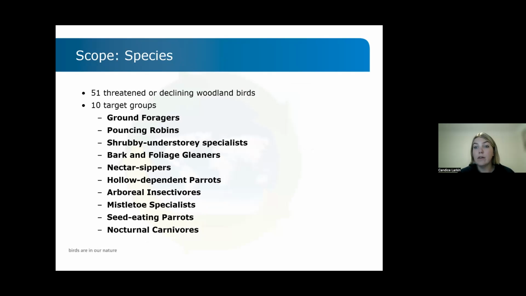So we had 51 threatened or declining birds that were found within this highlighted region. And from that list, we were able to arrive at 10 target groups that we found across the temperate woodland system. And they were ground foragers, pouncing robins, shrubby understory specialists, bark and foliage gleaners, nectar sippers, hollow-dependent parrots, arboreal insectivores, mistletoe specialists, seed-eating parrots, and of course, my favourite, the nocturnal carnivores.